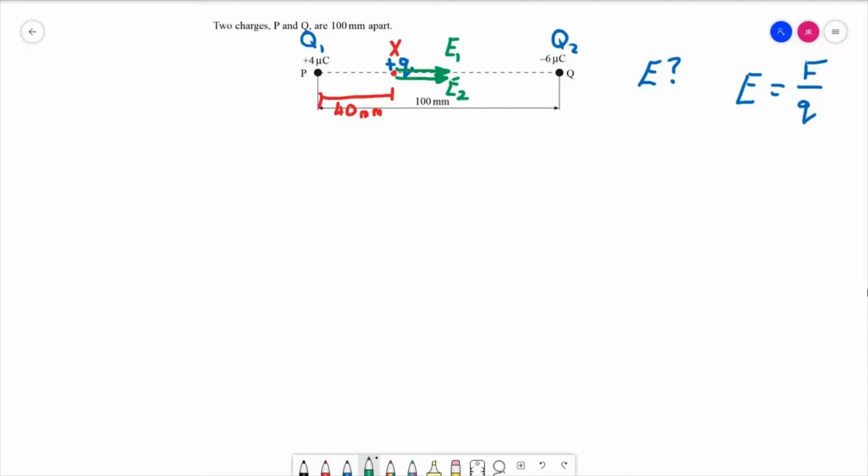On the board then we can see that we've got a force diagram. We've got E1 and we've got E2. Really they're not forces, they're electric field strengths, but they're vectors nonetheless. In order to calculate the total electric field strength, we must therefore add E1 and E2, but we're only going to add the magnitudes of them, because we know that they're acting in the same direction.